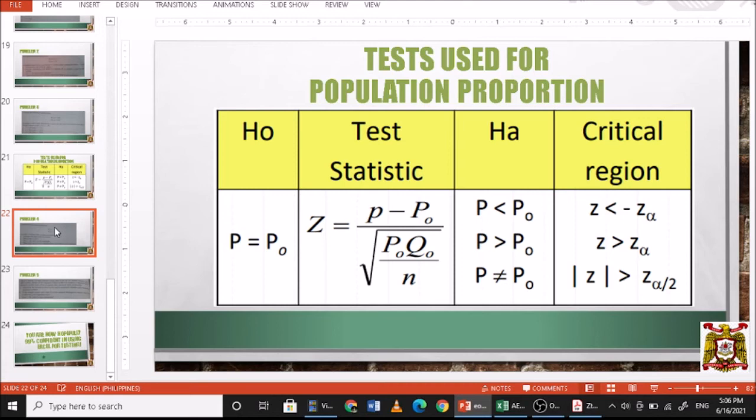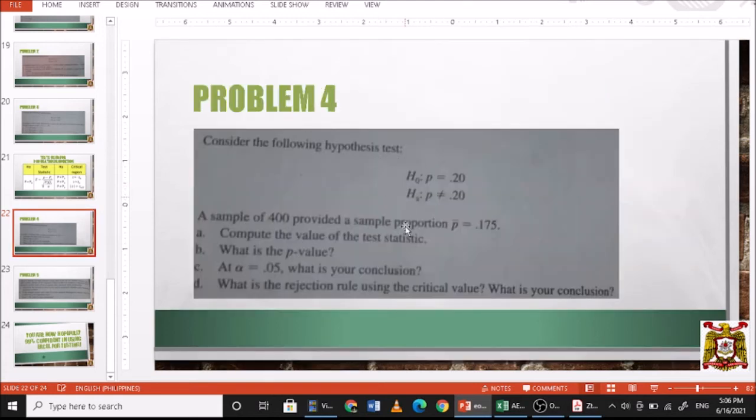So let's go to the problem. Consider the following hypothesis. The null hypothesis is that your population proportion is equal to 0.20. The alternative hypothesis is that P is not equal to 0.20. A sample of 400 provided a sample proportion P bar equal to 0.175. Compute the value of the test statistic. What is the P value at alpha equals 0.05? What is your conclusion? And what is the rejection rule using the critical value?